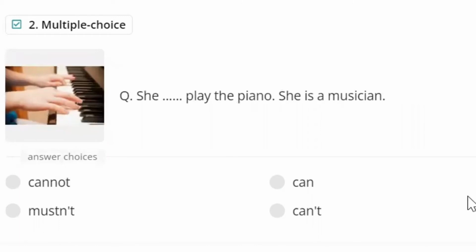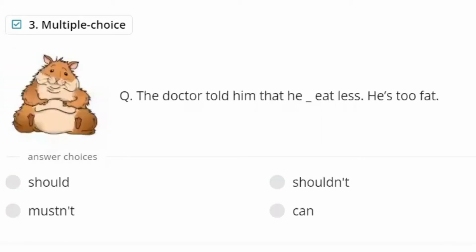She dash play the piano. She is a musician. She can play well. She is a musician. So she cannot, or mustn't, or can, or can't. She can play well. So she, yes, that is right. She can play well. Move to another one.